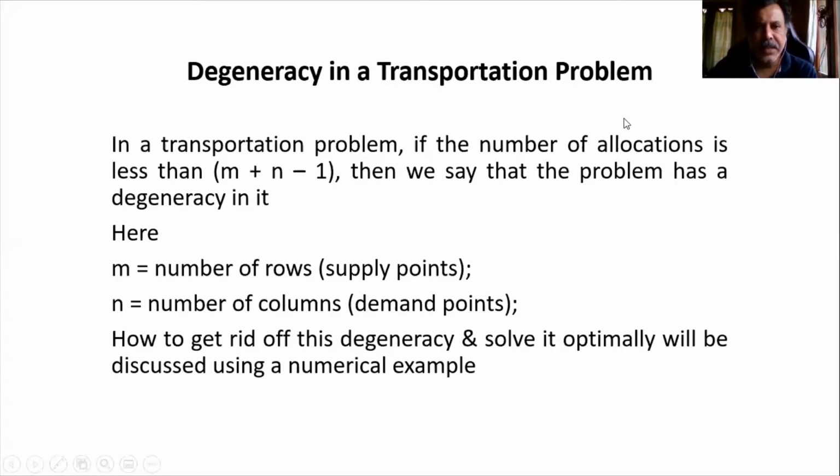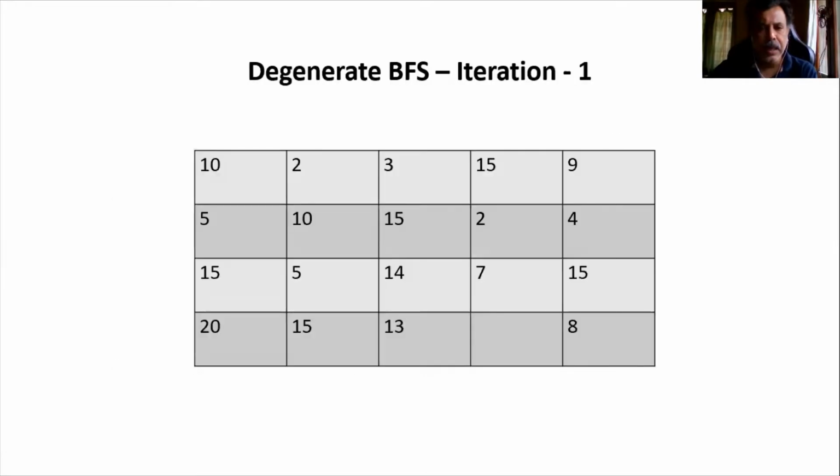In the last session, we spoke about what we mean by degeneracy, and we understood degeneracy through a numerical problem. That time we discussed that we will be solving such problems. For solving it, first we need to get rid of the degeneracy, and then subsequently find the optimal solution, right? So in this session, we will see with the same numerical example how we get rid of that degeneracy, and subsequently how we solve it optimally. So we'll go to that same numerical problem.